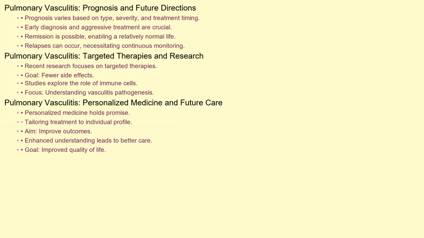Recent research has focused on developing more targeted therapies with fewer side effects. Studies are exploring the role of specific immune cells and molecules in the pathogenesis of vasculitis, paving the way for novel treatment strategies. The exploration of personalized medicine approaches, tailoring treatment to an individual's unique genetic and immunological profile, holds promise for improving outcomes in the future. As our understanding of pulmonary vasculitis deepens, so does our ability to provide better care and improve the quality of life for those affected by this challenging disease.